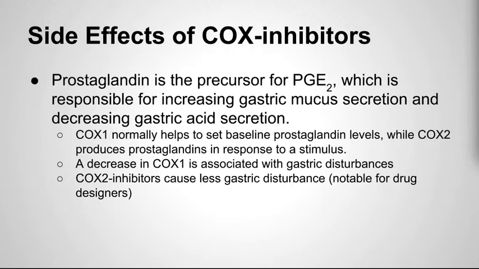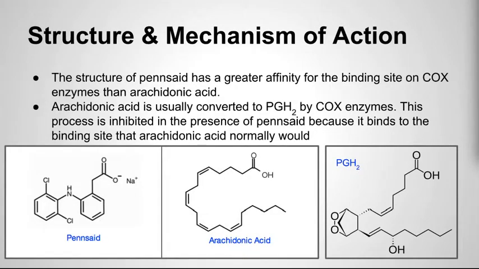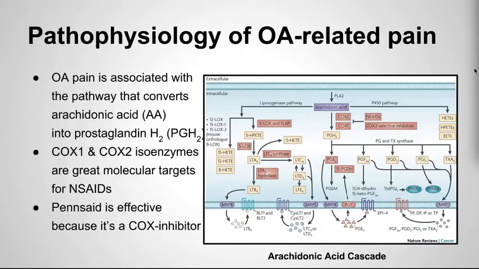And that is the specific class of NSAID that Pennsaid happens to fall into. So like I was saying, Pennsaid is the precursor for PGE2, which happens to be responsible for increasing gastric mucus secretion and decreasing gastric acid secretion in humans, in the normal human. So going back to this slide right here, you can see, PGE2 right here is usually created when arachidonic acid is allowed to be converted into prostaglandin H2, but it's not in this case.